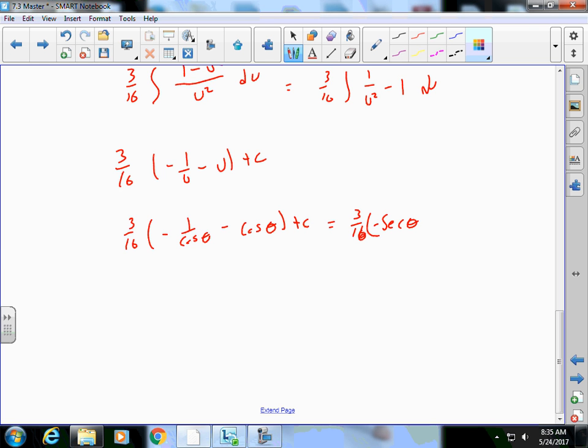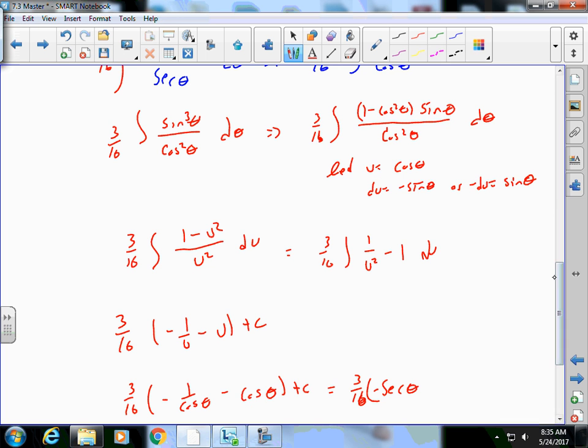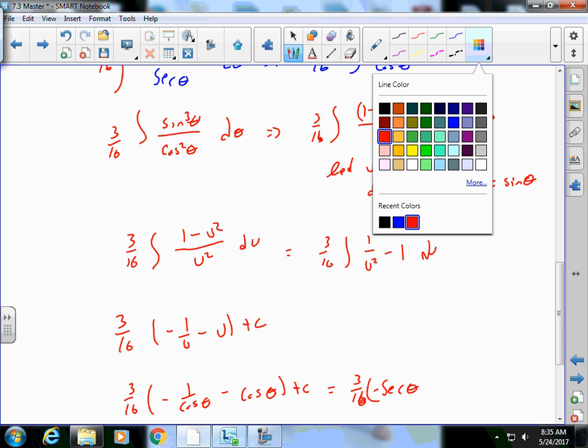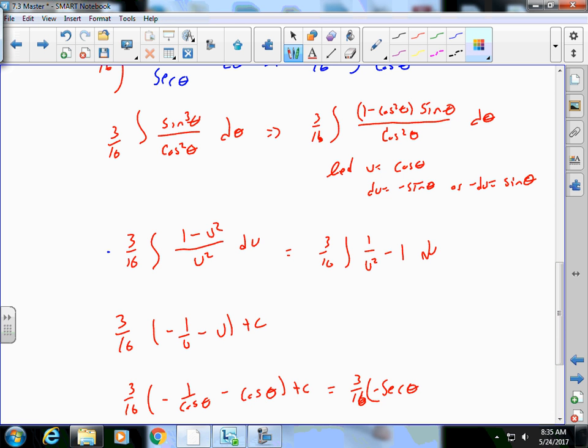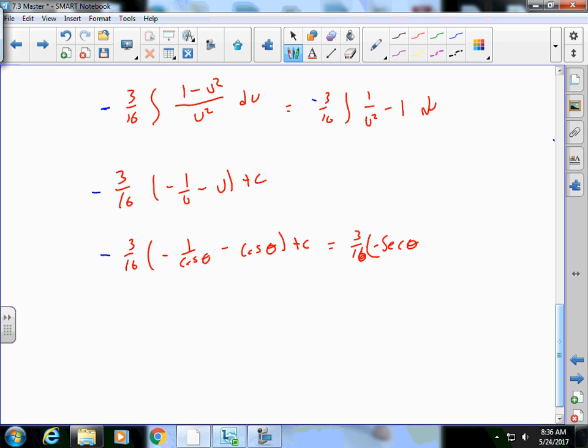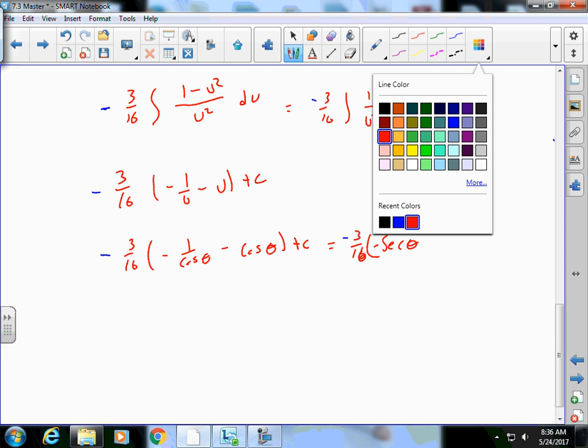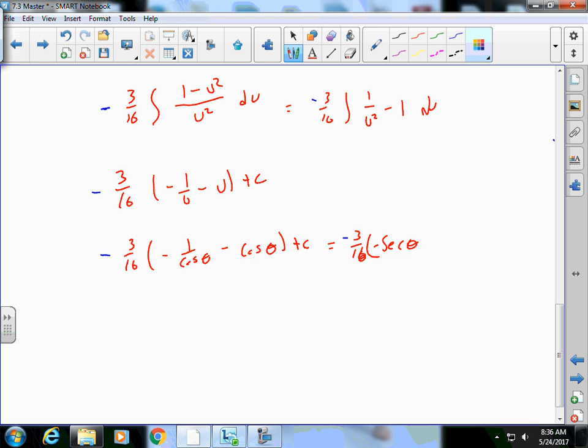Negative. I lost a negative somewhere. I did my u substitution. I'm going to do this in a different color so you can see where I lost it. We did the u substitution. Remember, there was a negative here. So I'm putting that in blue so we can clearly see where I missed it. So now you can see where I've made that mistake. Secant theta minus cosine theta plus a constant.